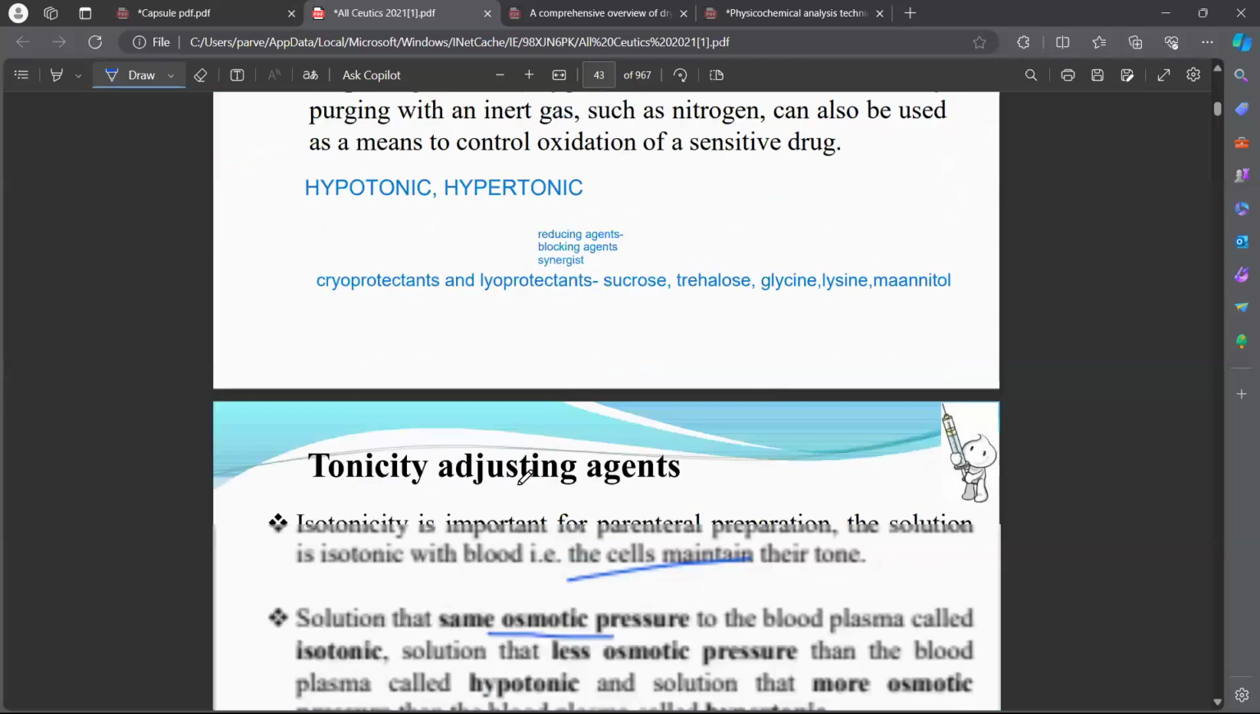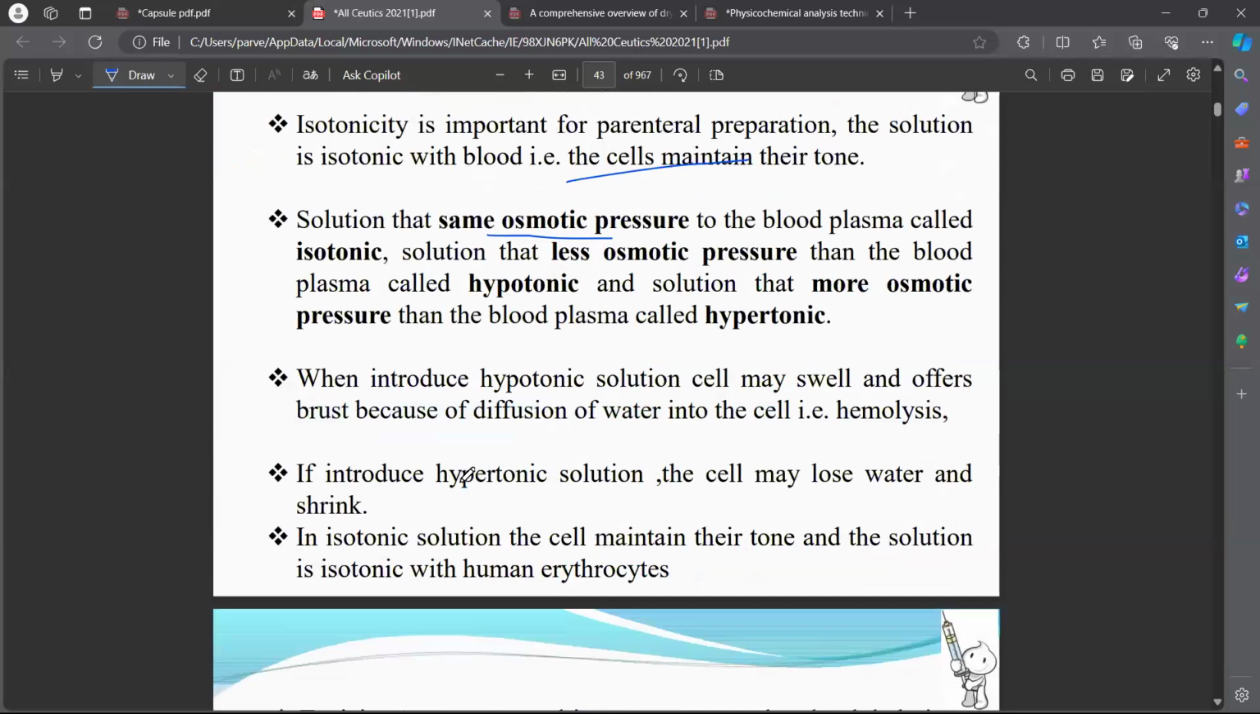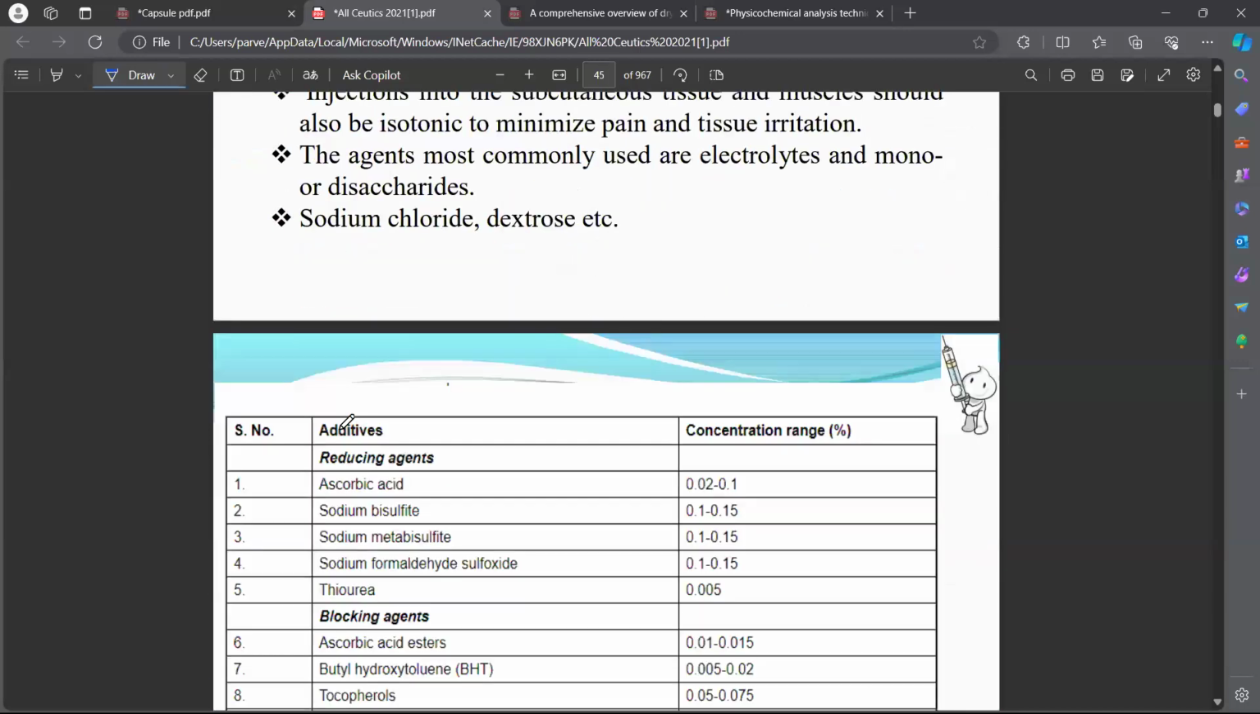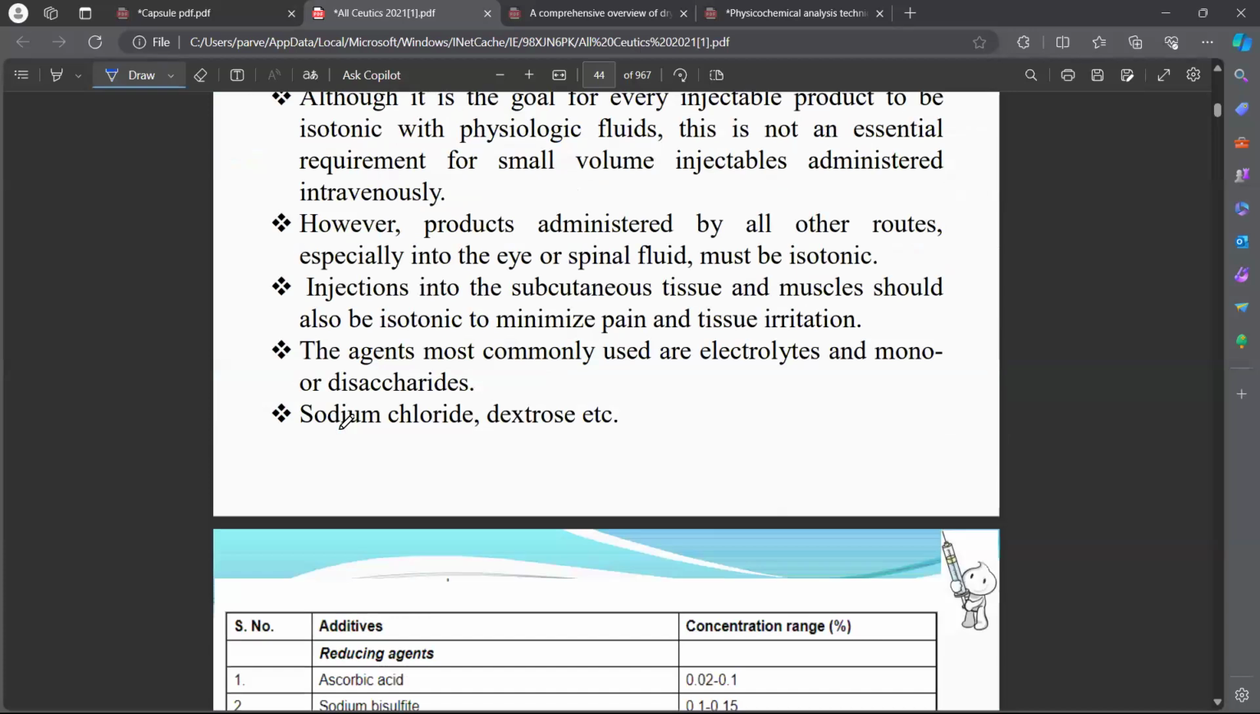So generally isotonicity is very important. Great guys. Tonicity is maintained by sodium chloride. Tonicity adjusters most probably include sodium chloride. So what is the concentration of sodium chloride which is isotonic with blood? 0.9%. Is it weight by weight, weight by volume, or volume by volume? Great guys, weight by volume.